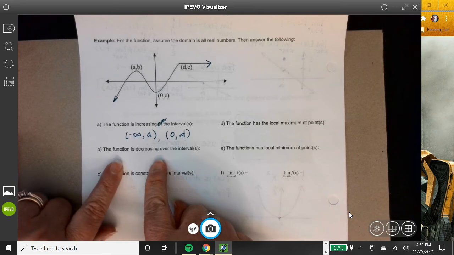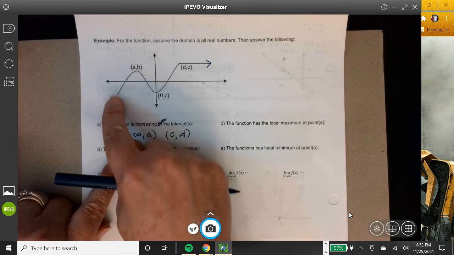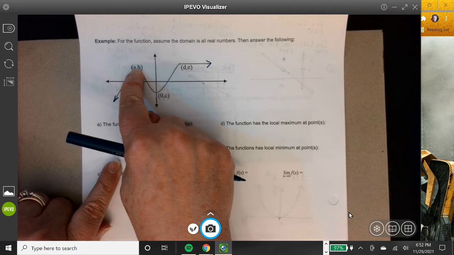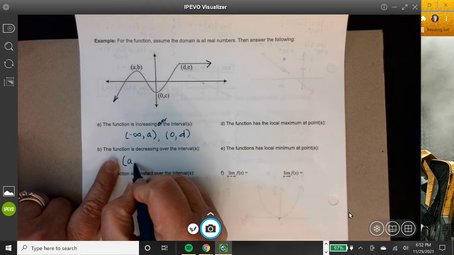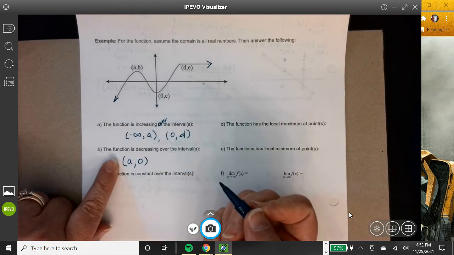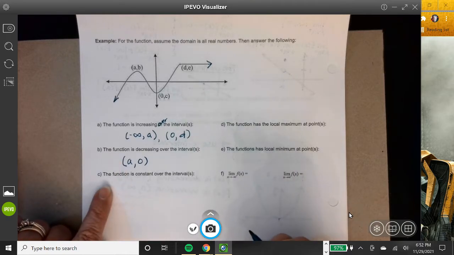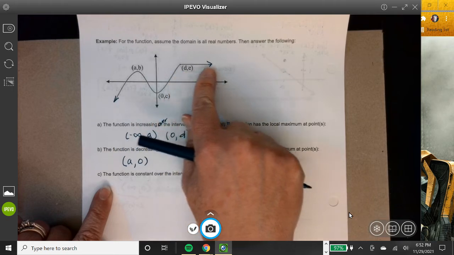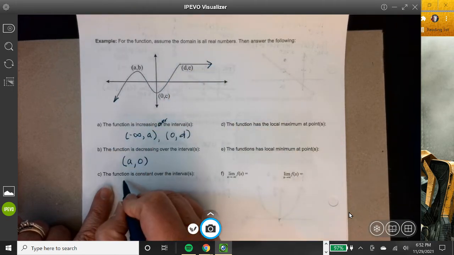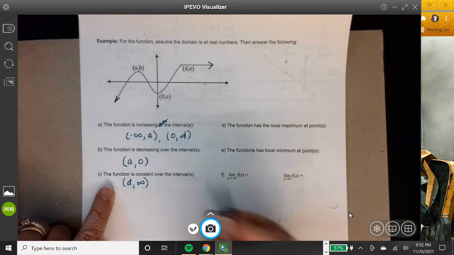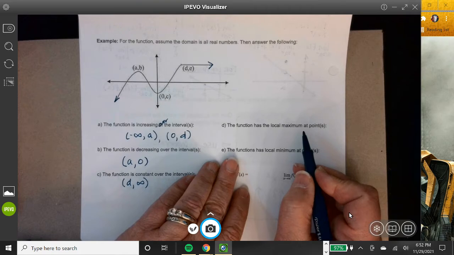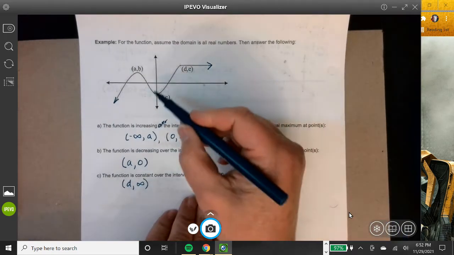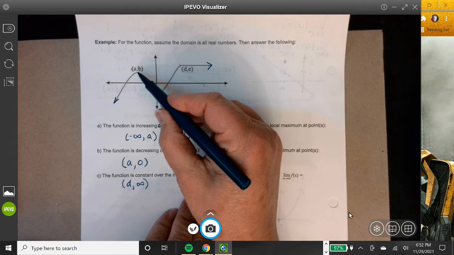Part B says, well, function is decreasing over what intervals? Well, decreasing from a to 0. And that's the only interval I see that it's decreasing. Part C says the function is constant over what intervals? Well, it looks like it's constant from d to infinity. And then the function has local maximums at what point? Well, I would say this has a local maximum at AB.